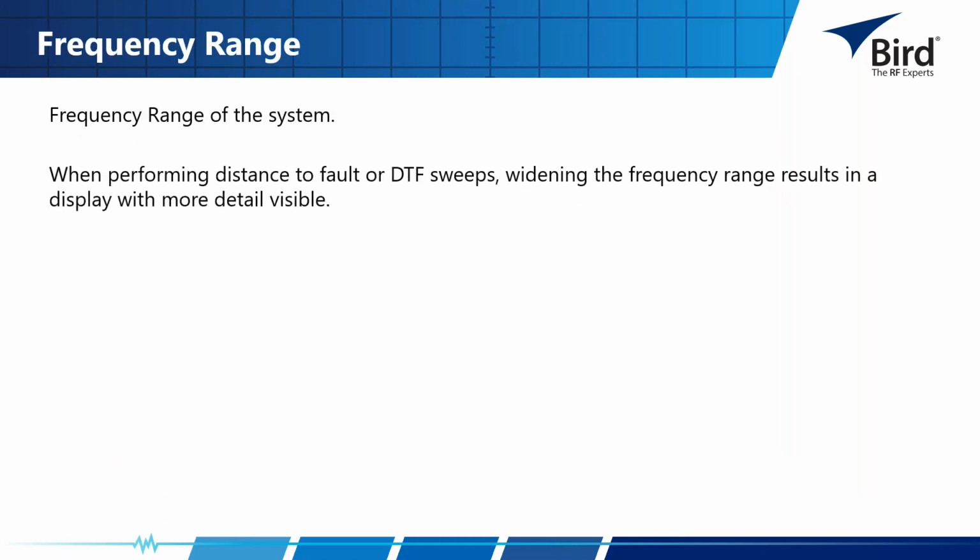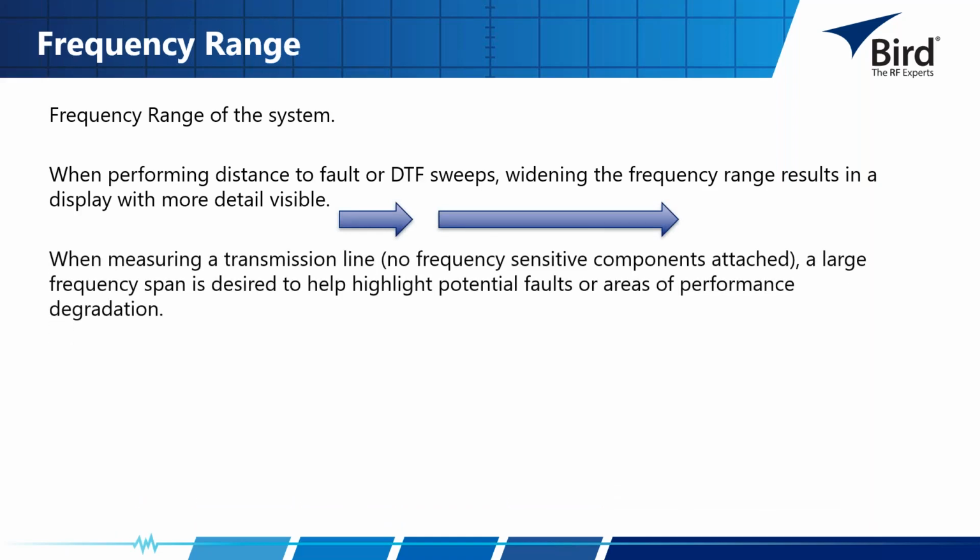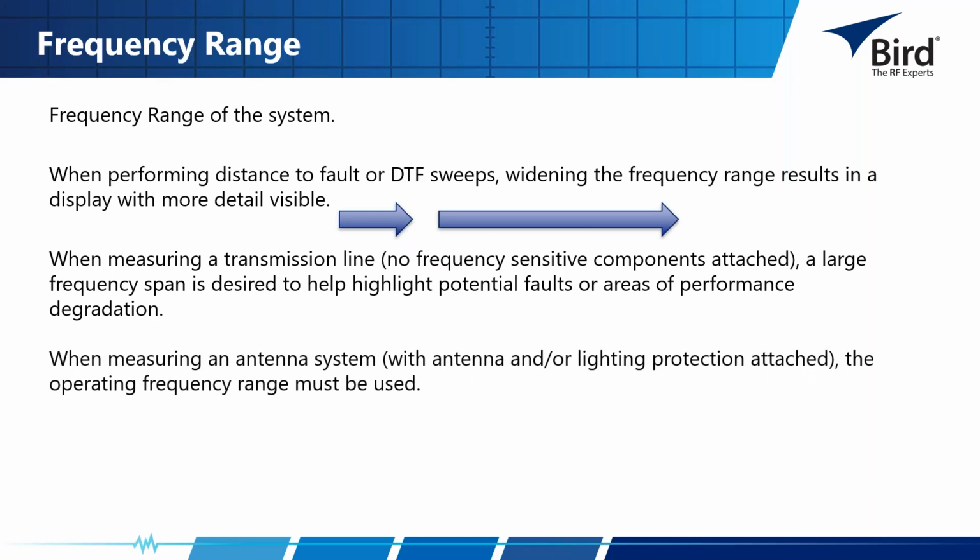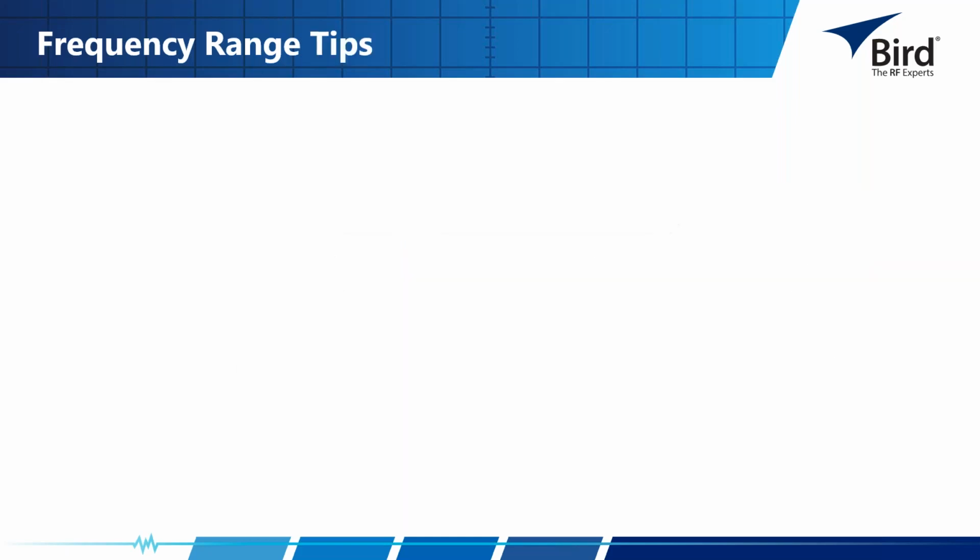So you have the frequency range of the system. When performing a distance to fault or DTF sweep, widening the frequency range results in a display with more detail visible. When measuring a transmission line with no frequency sensitive components attached, such as an antenna, a large frequency span is desired to help highlight potential faults or areas of performance degradation. When measuring an antenna system with an antenna or lightning protection attached, operating frequency must be used.